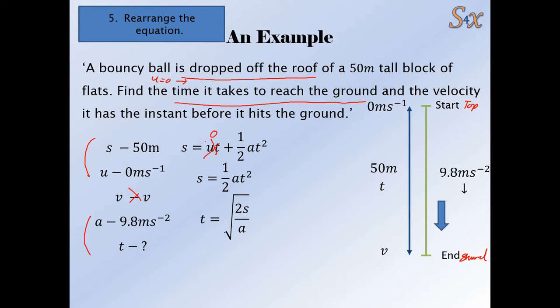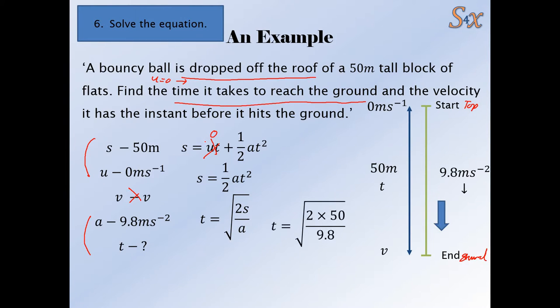Before, because it was a quadratic, we probably would have needed the quadratic formula, but because u is 0, it makes it a lot easier for us. And now we just solve the equation, substitute in what we know. We know s is 50, we know a is 9.8, and we can find t is 3.19 seconds.